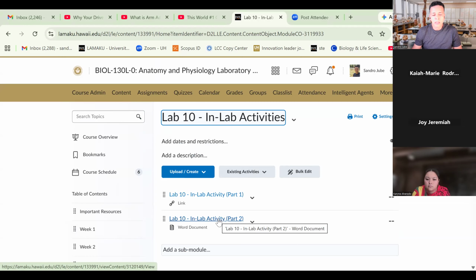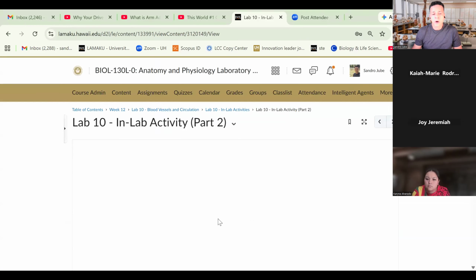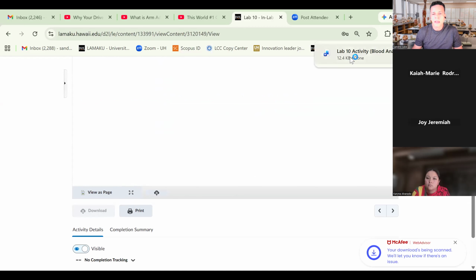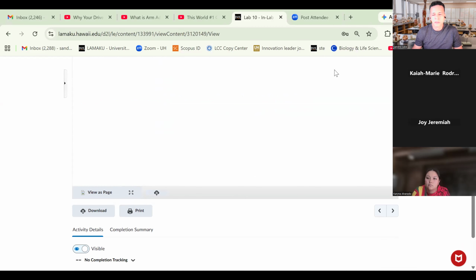When you click on the lab activity part 2, you're going to get to this Word document, right? That should be here. Hold on a second. You can also click on the download, and then the document is going to open. Okay? So this is what the document looks like. This is a virtual blood typing transfusion lab simulation lab.